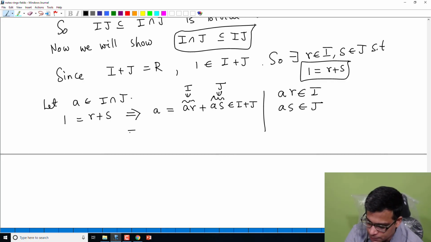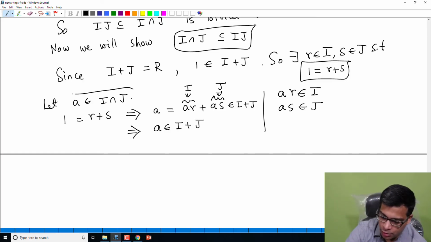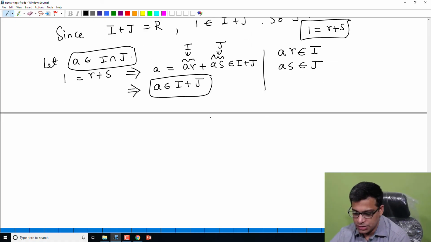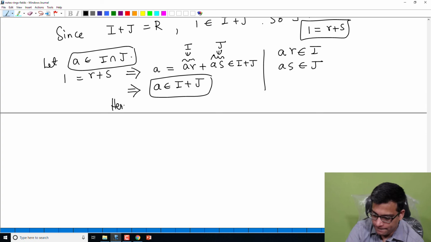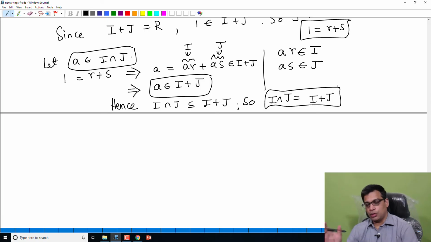That means, and that's all. We have started with an arbitrary element of I intersection J, and we have concluded that it's in I plus J. Hence, I intersection J is I plus J. So we have the other inclusion always holds. So I plus J is equal to I intersection J. And in the second inclusion, we needed crucially the fact that I plus J is R.